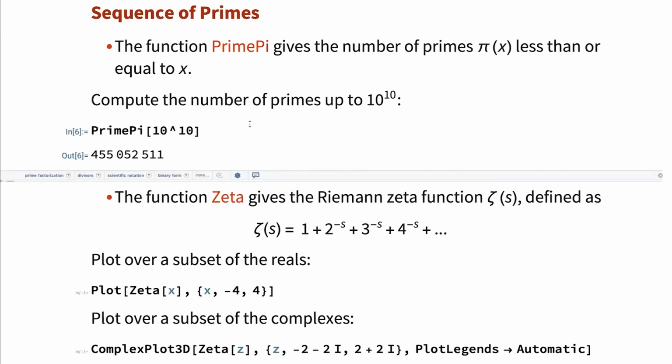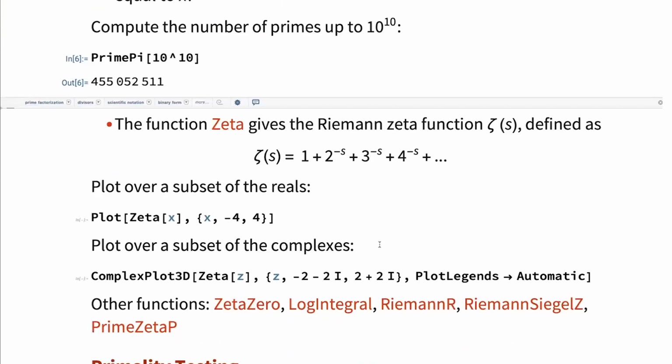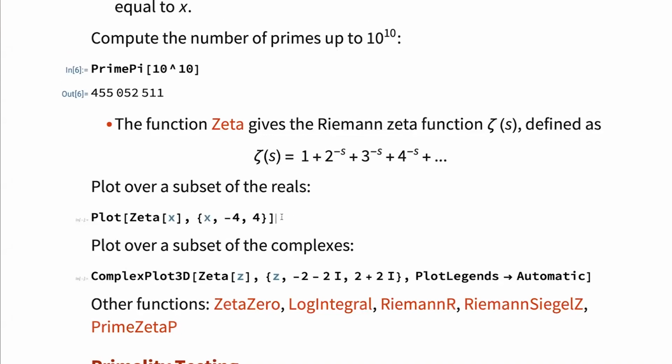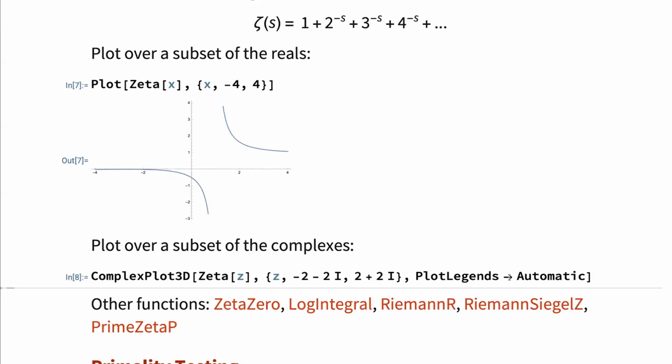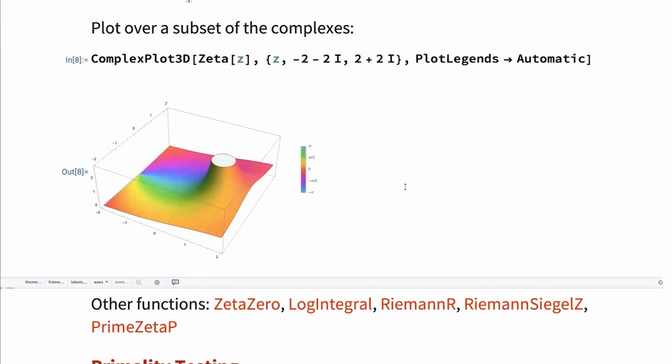Now let's talk about the function Zeta. The function Zeta gives the Riemann zeta function, which is defined as this that you see on your screen. This is a complex valued function. It's a very important and interesting function. And of course, if we have a function, we want to plot it. So first, let's plot it over a subset of the reals. We'll get this, and now let's plot it over a subset of the complexes. And we get this very beautiful complex plot. The other functions here are ZetaZero, LogIntegral, and some other functions.